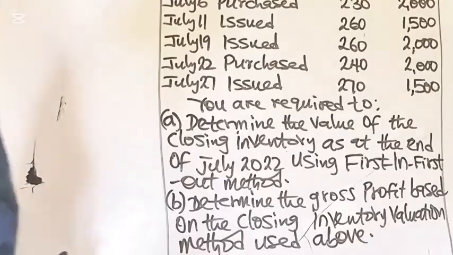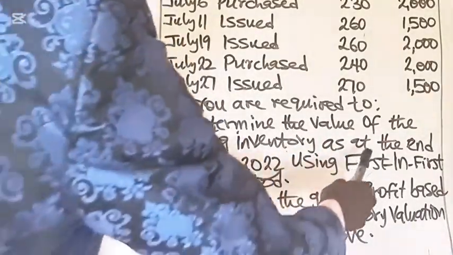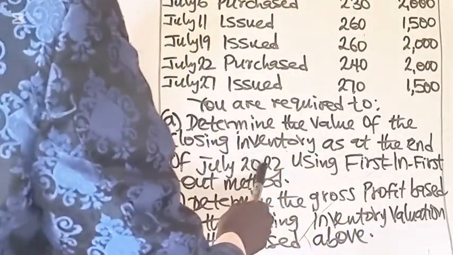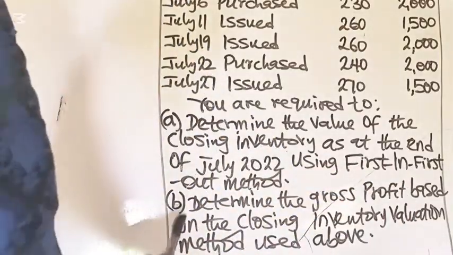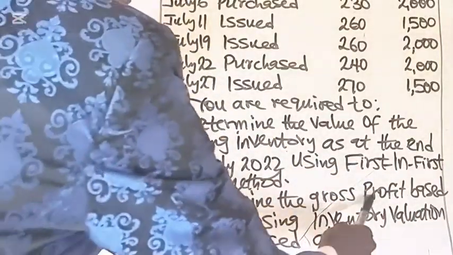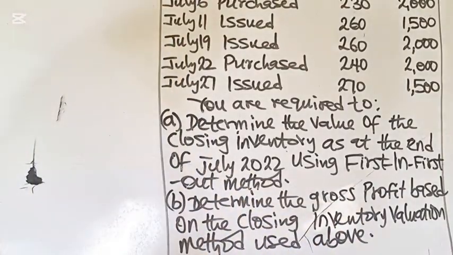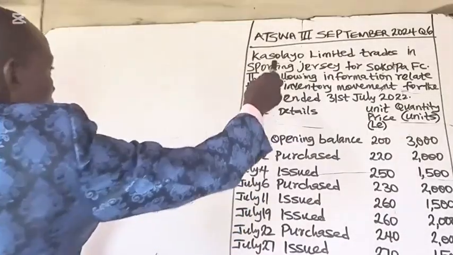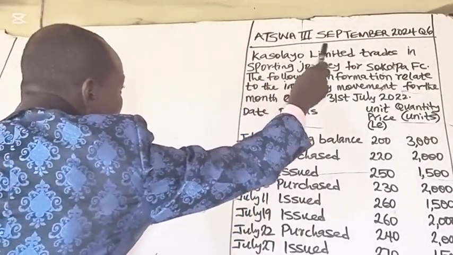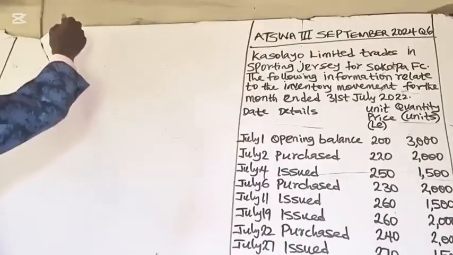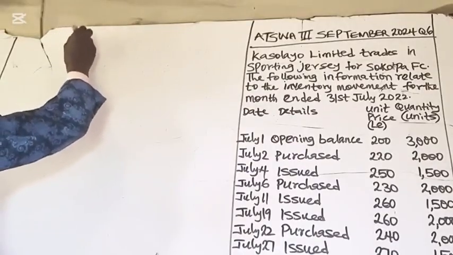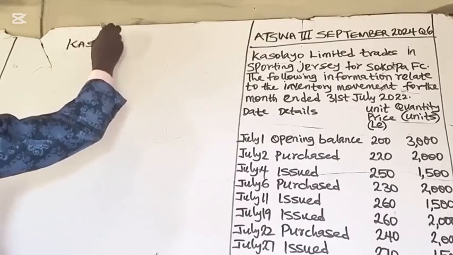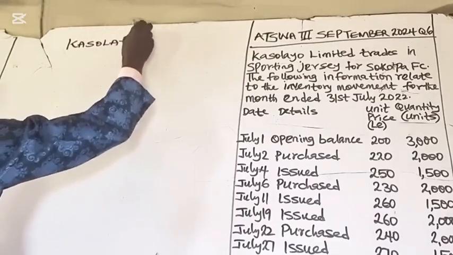You are required to A, determine the value of the closing inventory as at the end of July 2022 using first in, first out method. B, determine the gross profit based on the closing inventory valuation method used above. The name of the entity is Castle Lion Limited. So we have Castle Lion Limited.